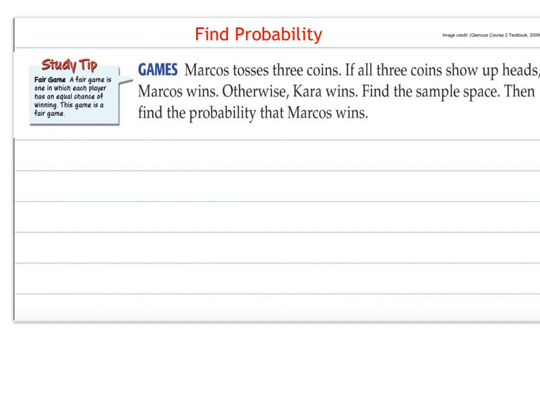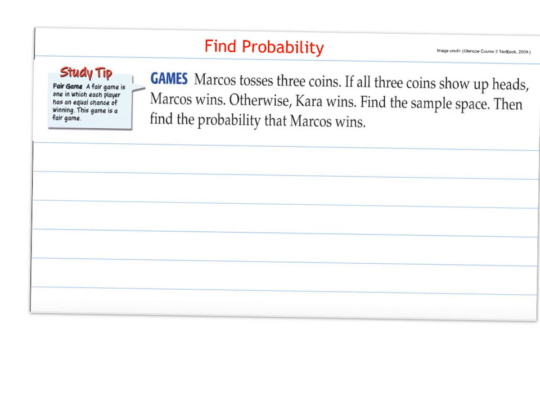A fair game is one in which each player has an equal chance of winning. So that'd be 50-50. So for example, if Marco tosses 3 coins and all 3 coins show up heads, Marco wins. Otherwise, Cara wins. Find the sample space, then the probability that Marco wins.